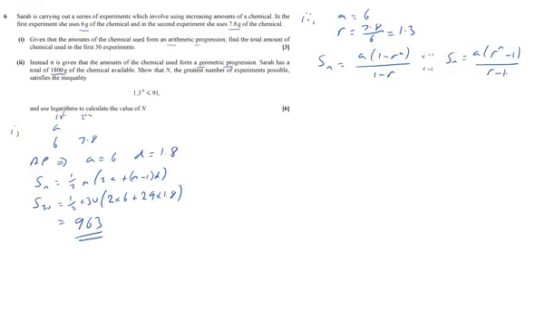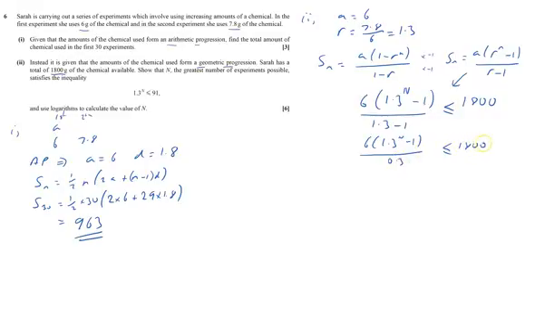So now we can try and do it. We've got a is 6, so 6 times 1.3 to the n minus 1 all over 1.3 minus 1, because that's the formula we're using there, and that has got to be less than or equal to how much we got altogether. That's 1800, which says that 6 times 1.3 to the n minus 1 all over 0.3 is less than or equal to 1800.